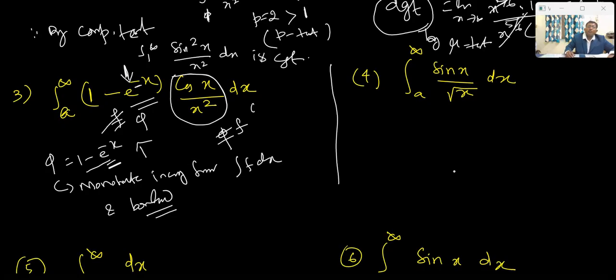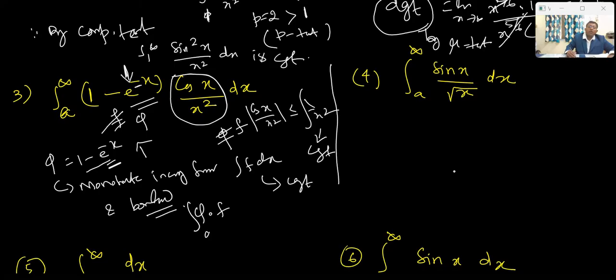So |cos x by x square| is less than 1 by x square. Now this 1 by x square integral is convergent, so therefore this integral is convergent. Therefore their product, phi f, from a to infinity is convergent. It is because of your Abel test, is it not?